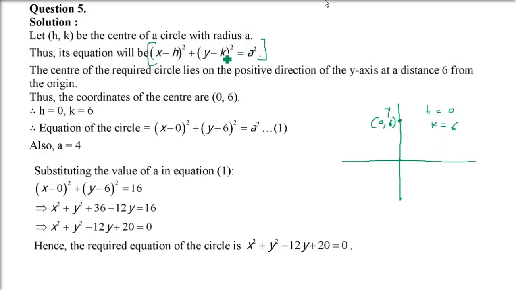Always keep this equation in your mind because everywhere this equation is going to be used. So we are given the radius is 4. In place of h you put 0, in place of k you put 6, and in place of a you are going to put 4. So x minus 0 whole square plus y minus 6 whole square equals 16, 4 square is 16. Just open this, resolve it, combine the like terms, and this is the equation.